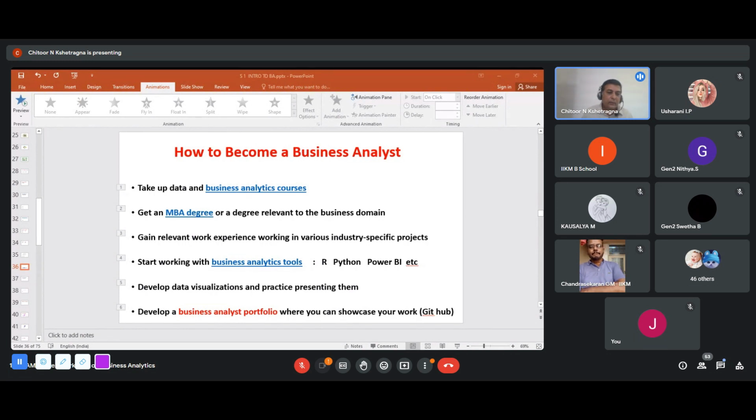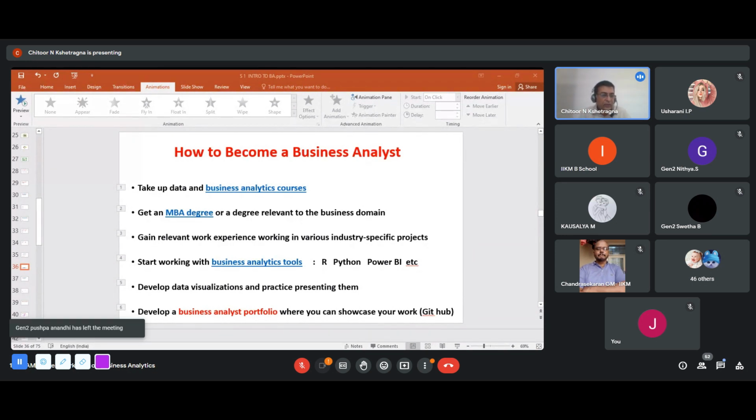And then IIKM also has a program on analytics. They have an MBA program. You could look at that, or they also provide a lot of short-term programs. Some of them are really good. Then you can gain relevant work experience where you can do a lot of small projects. Most of these startups keep giving a lot of projects. You can focus on this area of analytics alone.